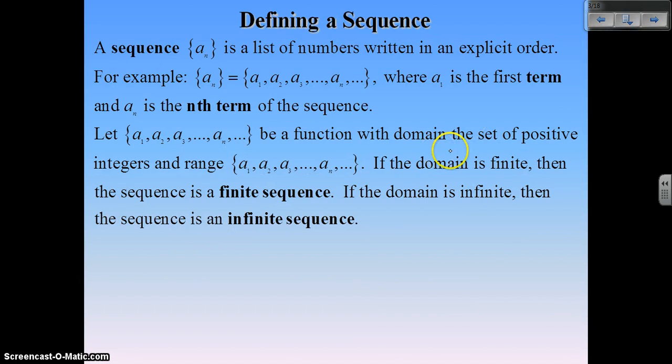So what is a sequence? A sequence is a list of numbers written in an explicit order. For example, we might have something that looks like this: a sub n equals a1, a2, a3, a4, all the way to an. This is a sequence. You know what a sequence is. It's just a list of numbers that do have a specific order. Many sequences are made null and void if you change their order. It has to be in a certain order.